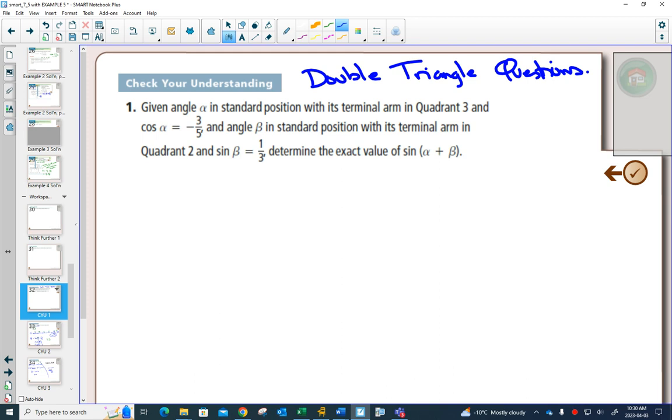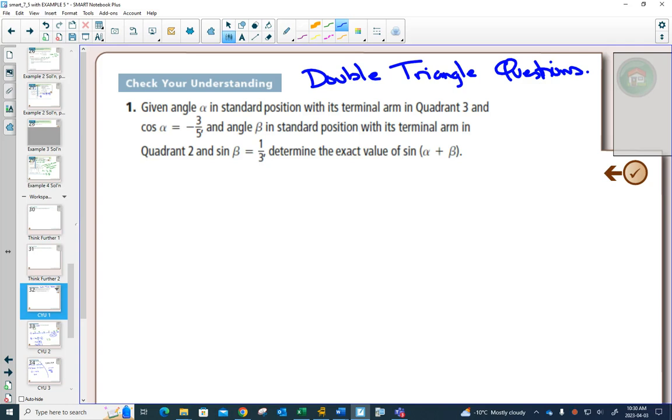double triangle questions. And again, because I give it that name, you're going to predict that we're going to have to draw 2 triangles. Okay? So what's going to happen in these questions is they're going to give us information about alpha, and they're going to give us information about beta. So we can draw a triangle for alpha, and we can draw a triangle for beta.